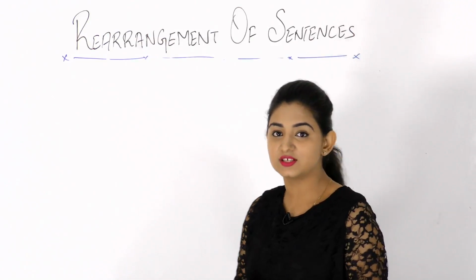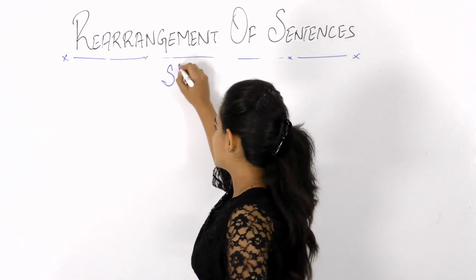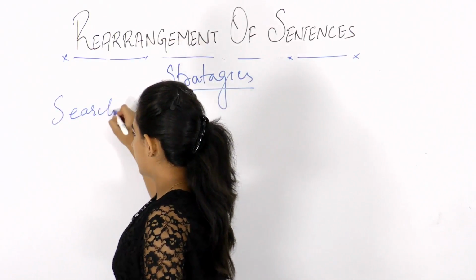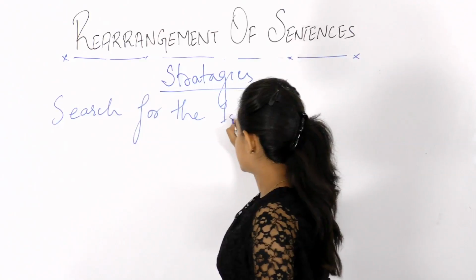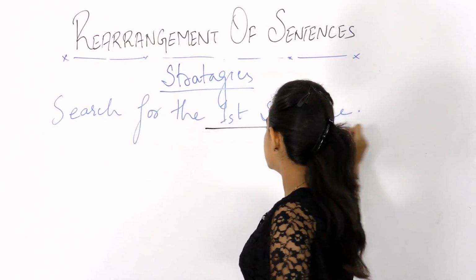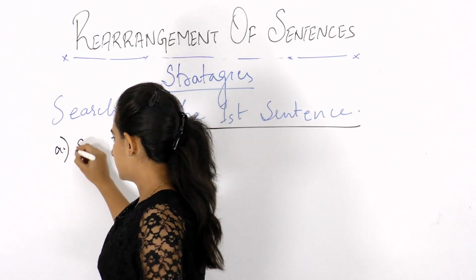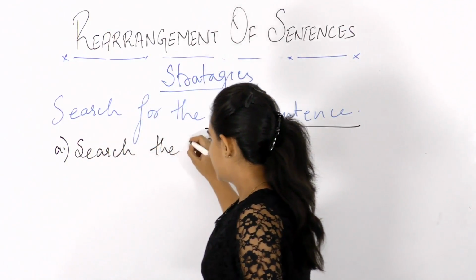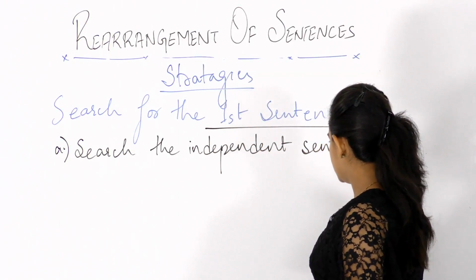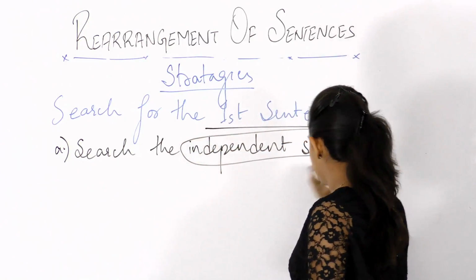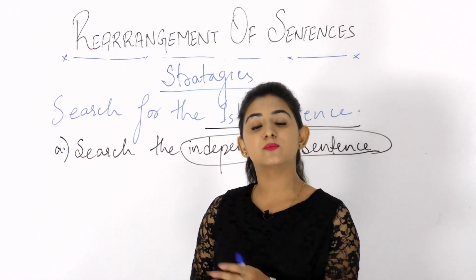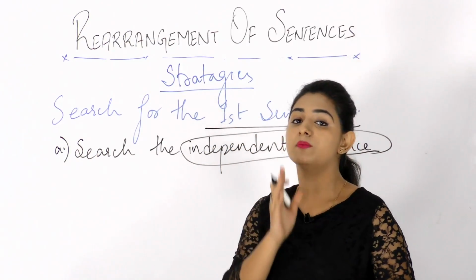Now let's come to the strategies for how to solve rearrangement of sentences. The strategies are of 2 types. One says search for the first sentence. Now how will we get to know which is the first sentence in the rearrangement? The first thing that you will do is search for the independent sentence. What does independent sentence mean? It means that it should convey its meaning on its own. It should not be dependent on any other sentence. Like if there is a pronoun mentioned in the first sentence, it will never be an independent sentence.